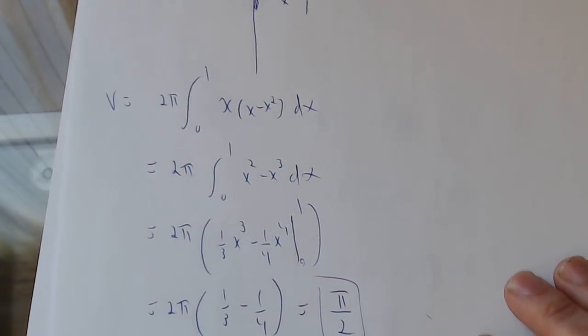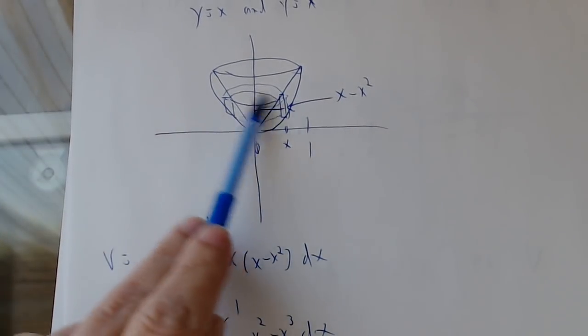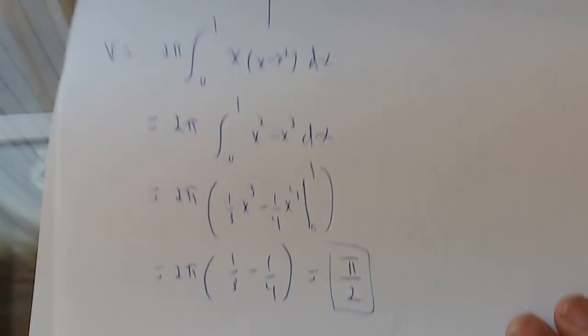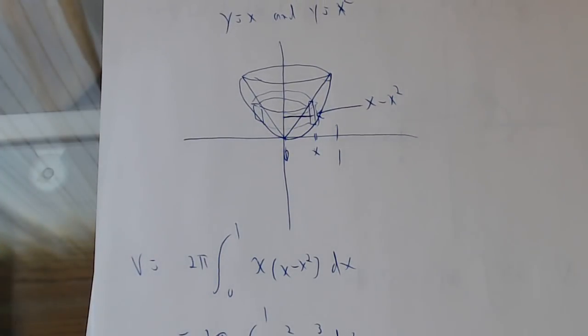And if you recall, we actually did the same problem last section with the washer method, and we did get pi over 2 as well. So here's basically the same thing we solved, just using the shell method instead of the washer method.